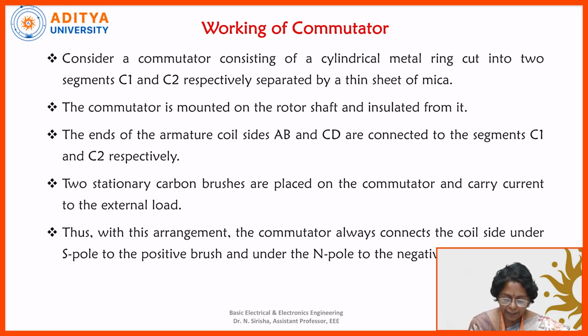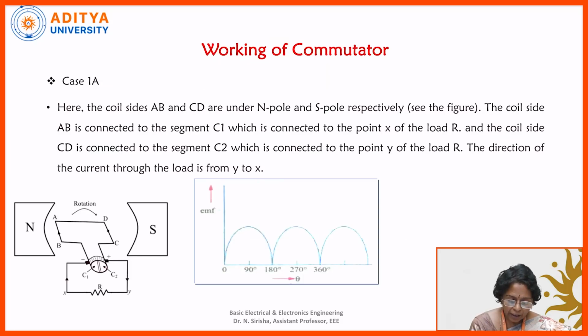How is the commutator working over here? See, here we take case 1: we have two magnets, the north and south poles of a magnet, and a rectangular coil ABCD is taken. Here AB is in the vicinity of the north pole and CD is in the vicinity of the south pole. And here the commutator segment C1 is connected to the AB coil and C2 is connected to the CD coil, and connected to the load resistance R. The current is flowing from the positive terminal to the negative terminal. The positive terminal is connected to Y and the negative terminal is connected to X.